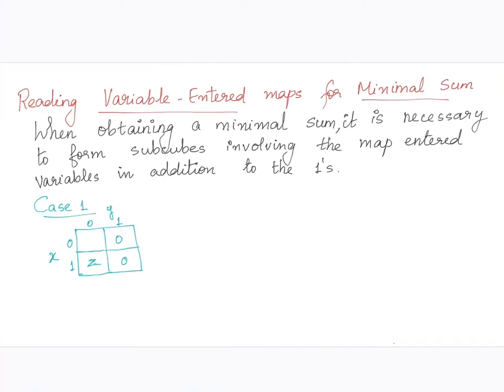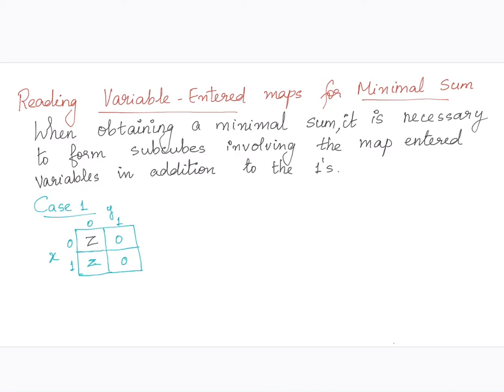Reading variable entered maps for minimal sum. When obtaining a minimal sum in case of variable entered maps, you have to group all the subcubes involving the variable also, in addition to ones. So if you consider a simple example, consider the K map where you have Z written inside this.